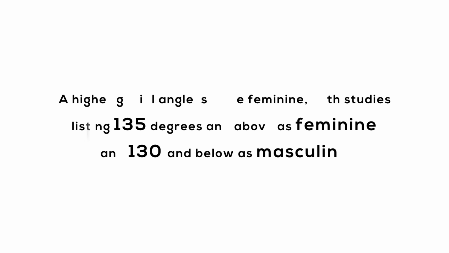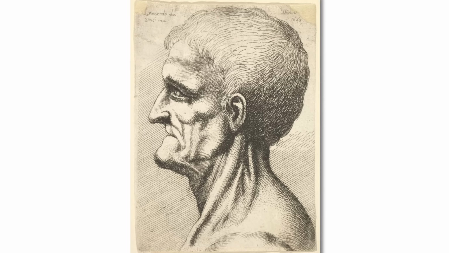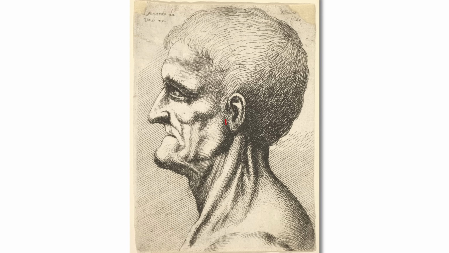A higher gonial angle is more feminine, with studies listing 135 degrees and above as feminine and 130 and below as masculine. In all cases of edentulousness, which is often associated with old age and weakening masseter muscles, the jaw angle increases, supporting the idea that the ramus does strongly influence or is influenced by the bite force being applied to it. As you become edentulous, your bite force goes down, and thus your ramus, your jaw angle, everything changes and adapts to the forces that you place on it.